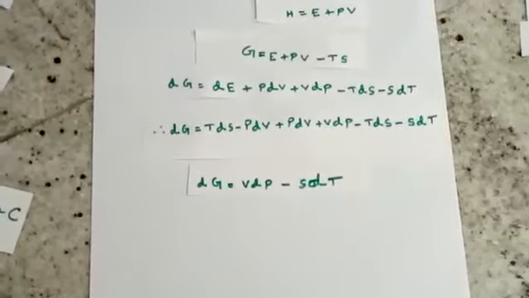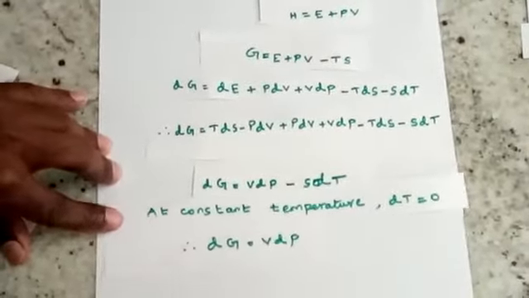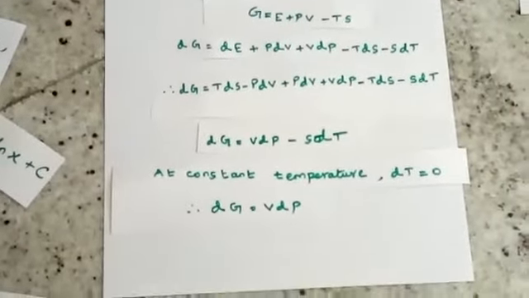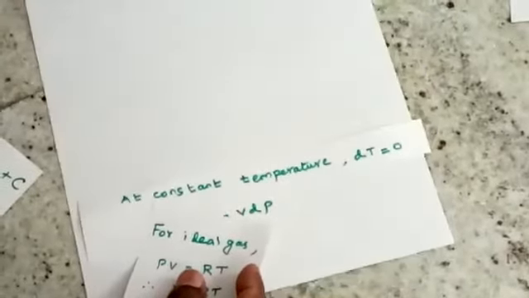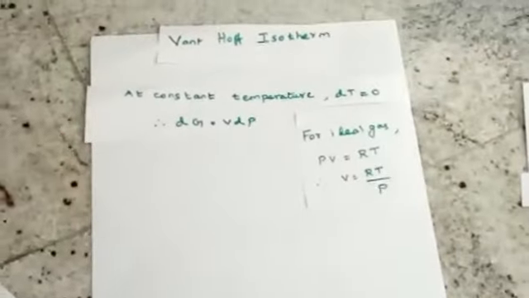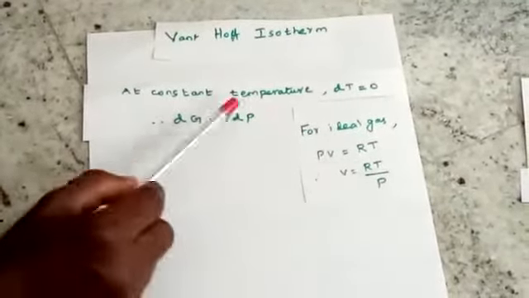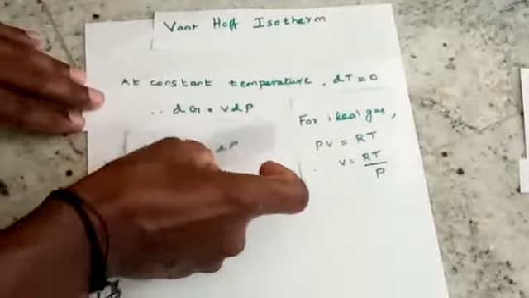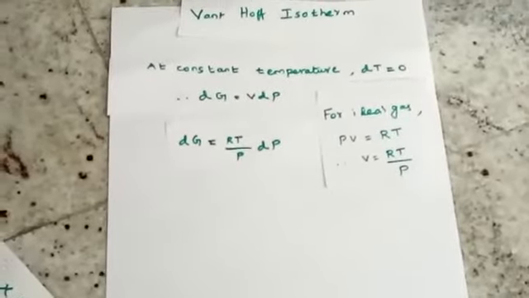Isotherm means at constant temperature. Therefore in the above equation at constant temperature dT becomes 0. Therefore dG is equal to VdP. These substances are taken in the gaseous form. Therefore, for an ideal gas, PV equals RT, so V equals RT by P. Instead of V, we substitute RT by P. Now dG is equal to RT by P into dP.